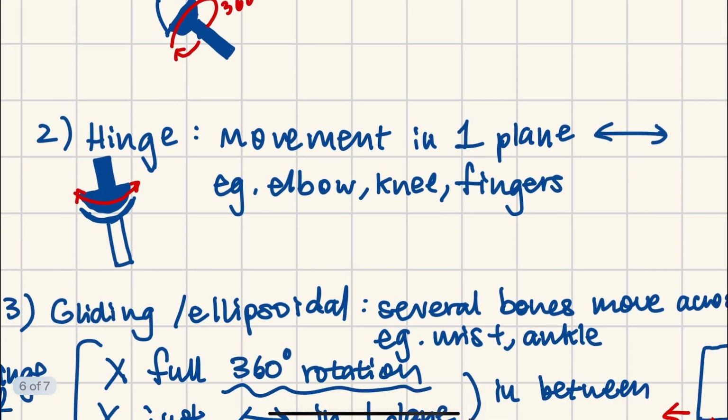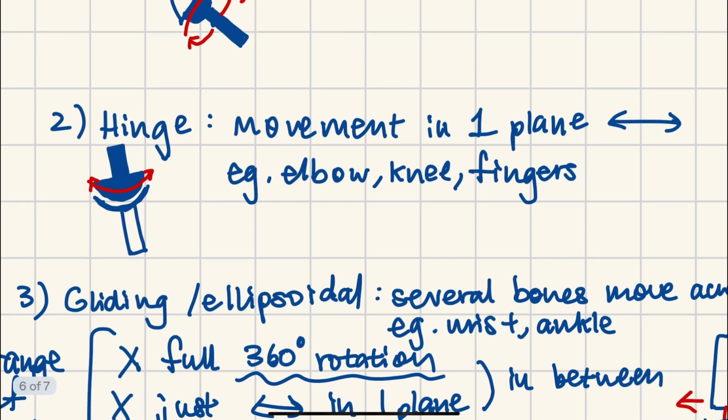Next, we have the hinge joint, where movement is able to occur in one plane. One plane means it can only move back and forth. An example of this is the elbow, knee, and fingers.